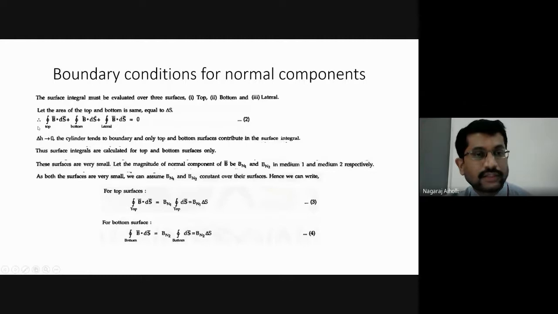Therefore, we have the total integral given by top integral B bar dot dS bar plus bottom integral B bar dot dS bar plus lateral integral B bar dot dS bar is equal to 0. Okay, so this is the total integral over the entire surface of the right circular cylinder. Take it as equation 2.